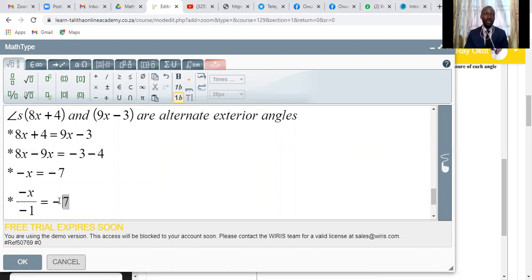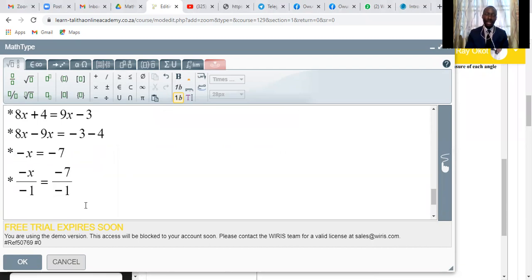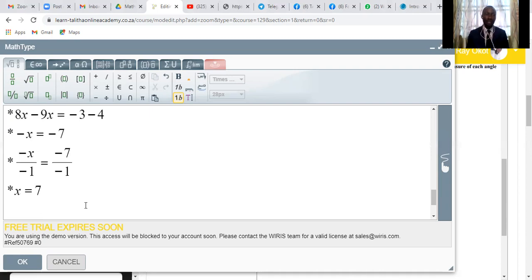Yes, we want to divide minus 7 by what? Minus 1. Can we get the value of x from here? Yes, because minus x, when divided by minus 1, we get plus x or positive x. This time equals to what? To 7.